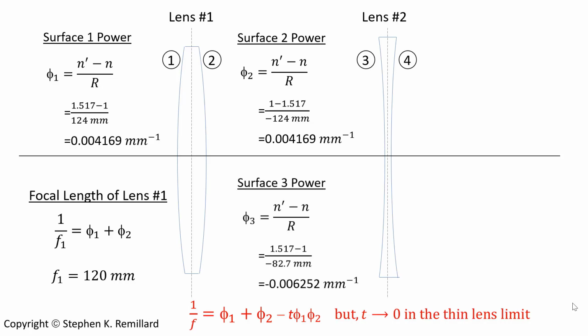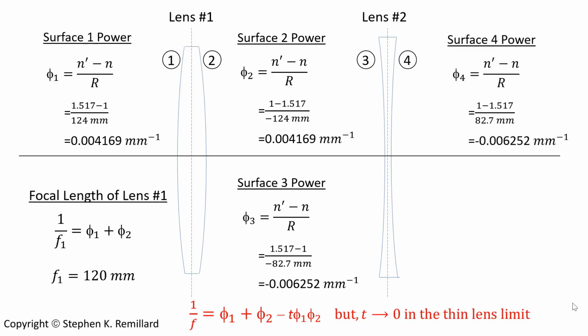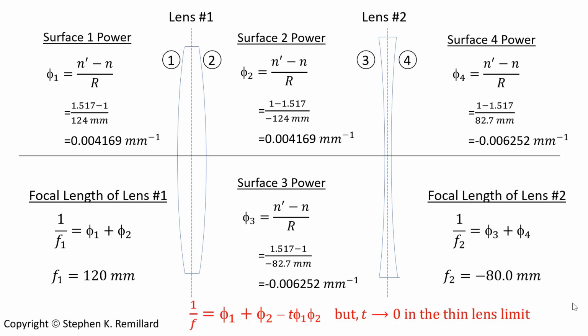Surface 3's power can be computed by the same approach. Now notice the radius of curvature is negative because it's concave, and surface 4 gives the same power, same sign, and then you add those together as well to get the net power, and the inverse of that is the focal length. So the focal length of lens 2 is minus 80 millimeters.